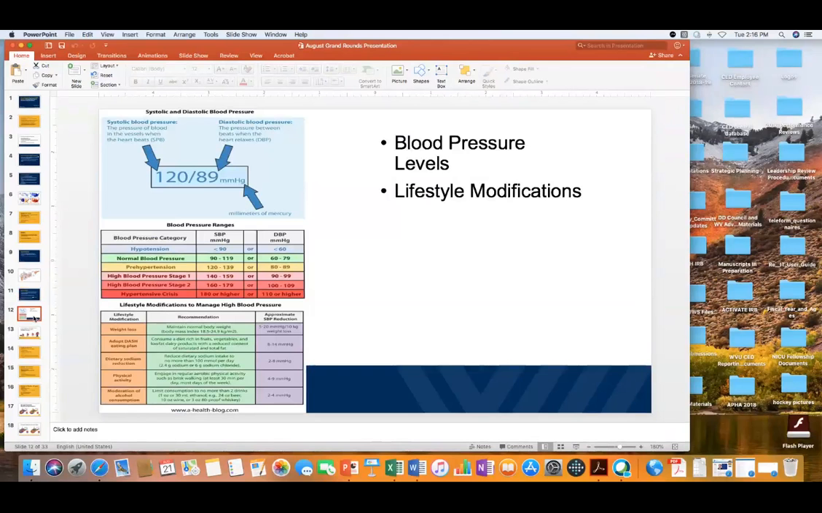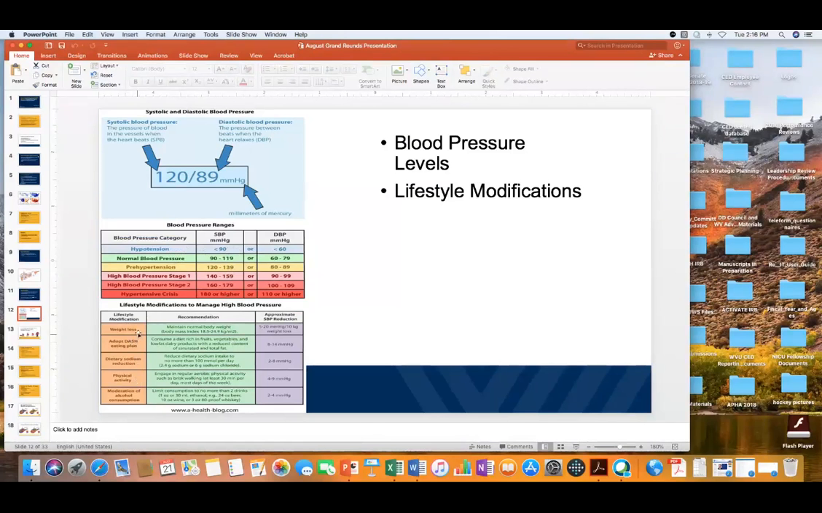And this is just one of the many flow charts that people can use. So of course, a high systolic, high diastolic, and then what level are you in based on this, and then what recommendation should you provide based on your systolic and diastolic.